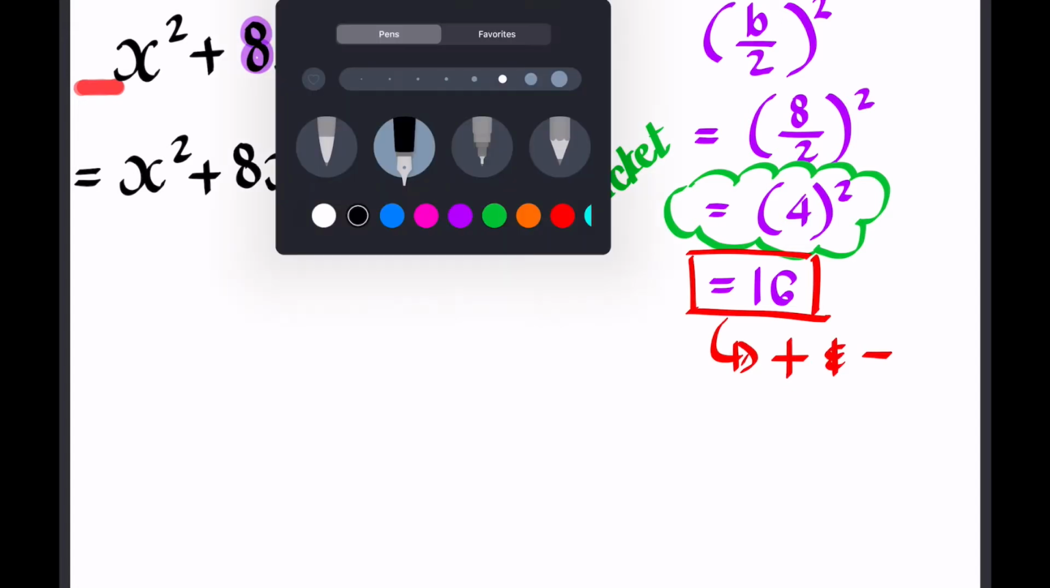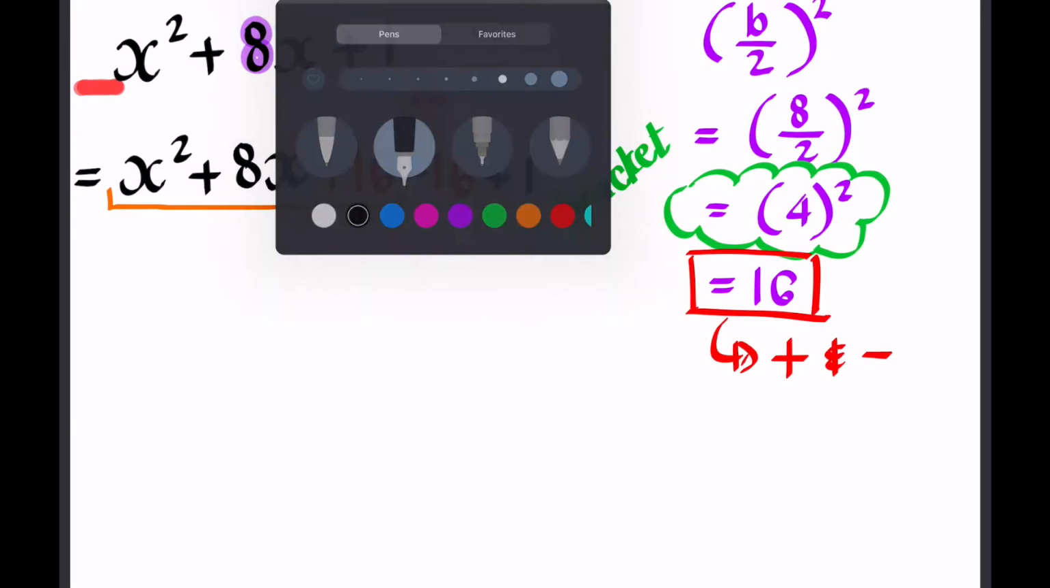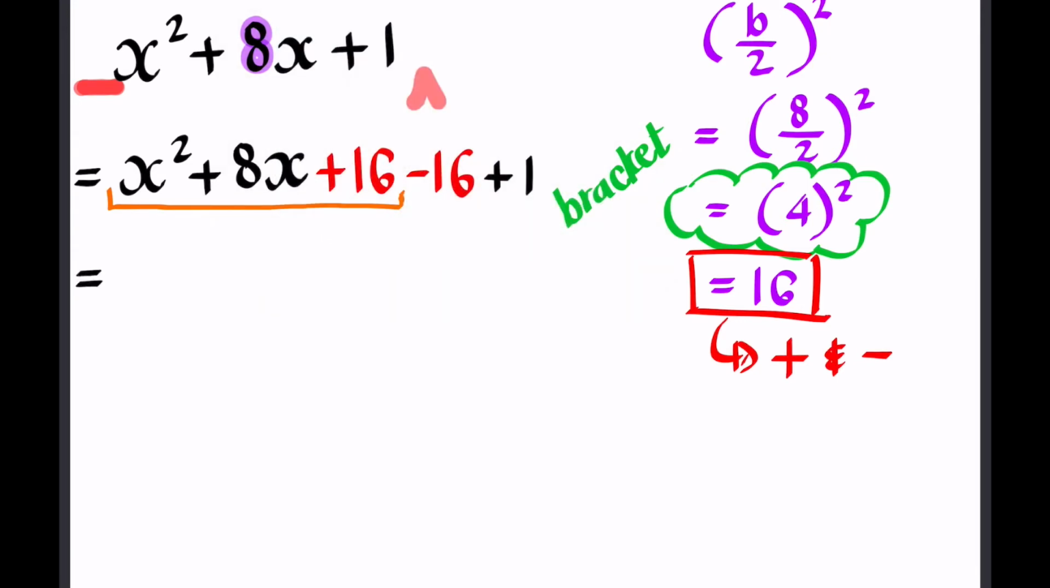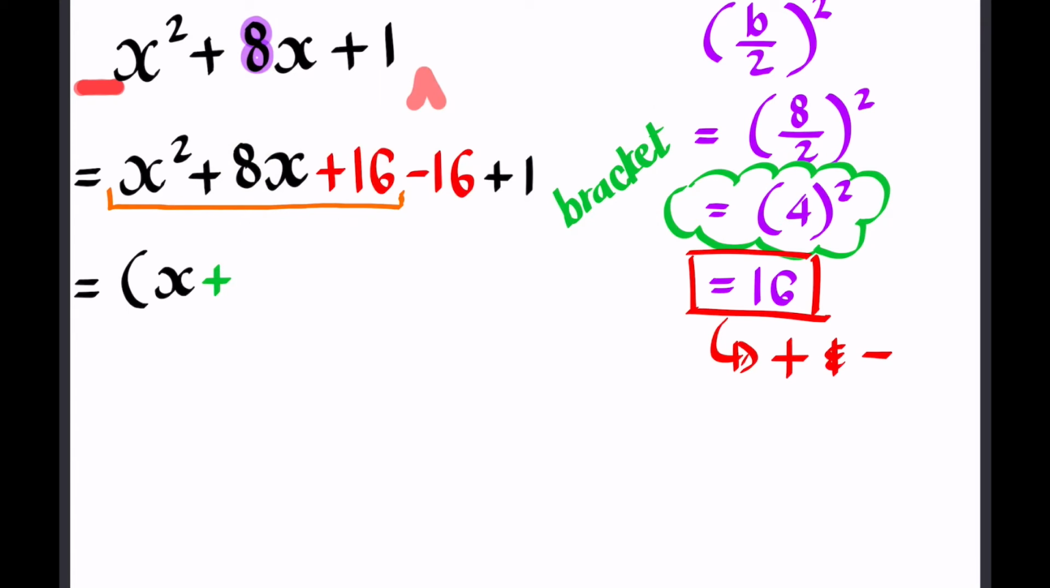Alright? Now what I've done with this x squared plus 8x plus 16 is I've created a perfect square trinomial. So I'm going to factorize this as x plus 4. Where did I get that plus 4 from? From over here, from what I said is going in my brackets. So that's x plus 4 all squared.